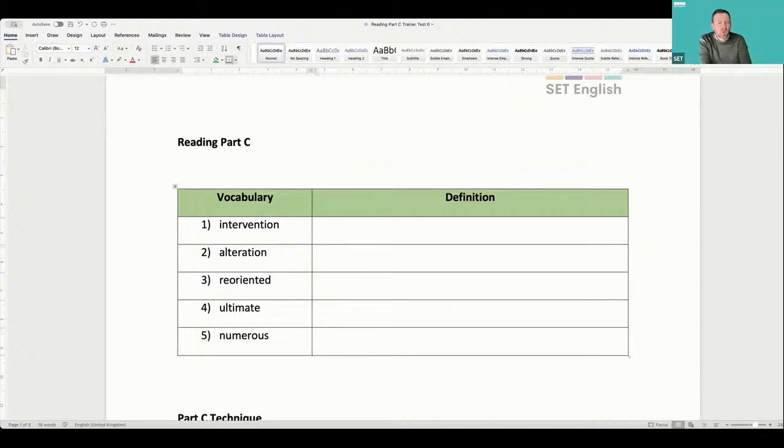What about reoriented? That's an interesting one. What's the noun? Reorientation. Yeah, reorientation. Okay.